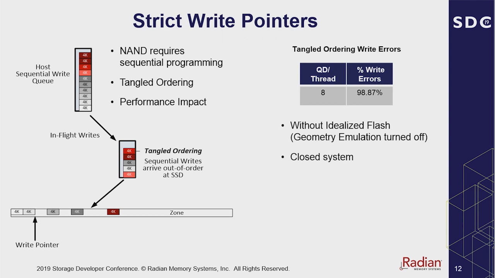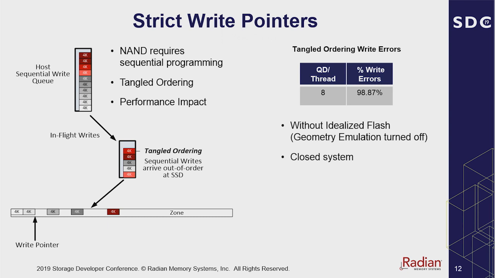The problem is that various transport protocols support packet reordering. This can occur with fabrics, but can even occur locally with PCI Express. It causes sequential writes to arrive out of order, and it's a condition we call tangled ordering. That's what you see illustrated here, where the host issues sequential LBA write operations to the storage device, but as the LBAs travel through the system over different chipsets and protocols, they don't arrive at the storage device's receive buffer in exactly the same order that they were issued.